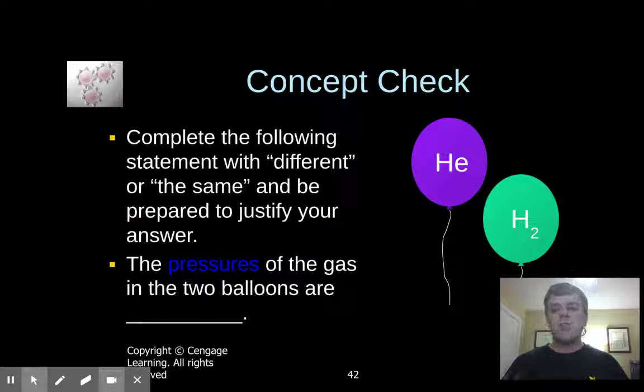The answer is the same because in each of these balloons, you have the same number of gas particles, you have the same volume, and the particles have the same kinetic energy. Although their velocities are different, so are their masses. The helium molecules are twice as heavy as the hydrogen molecules, so they will be moving slower, but they have more mass behind them. So they still hit the walls of the container with the same amount of force. Their kinetic energies are the same, so the pressures that are created are the same.